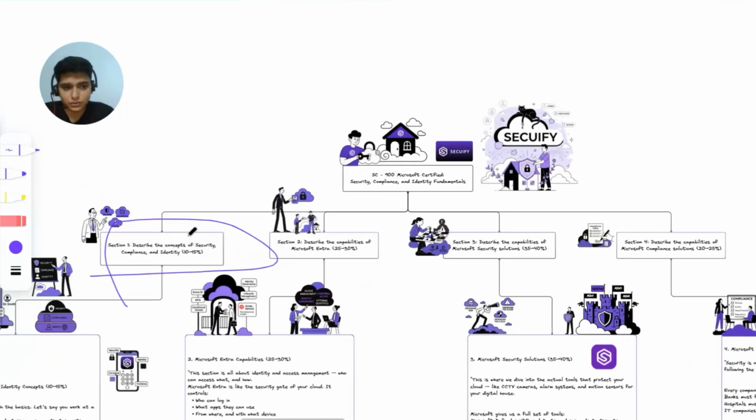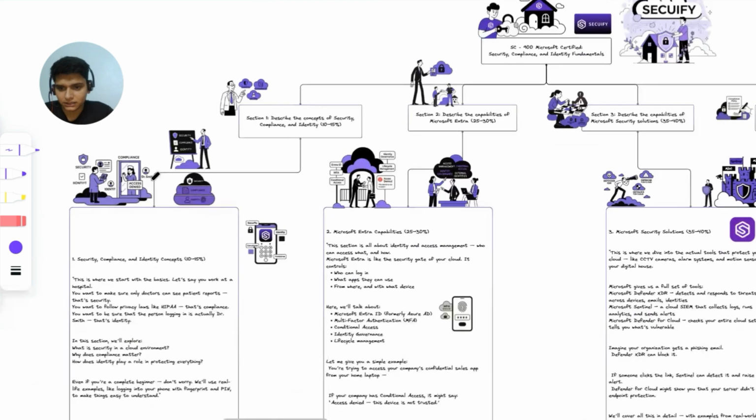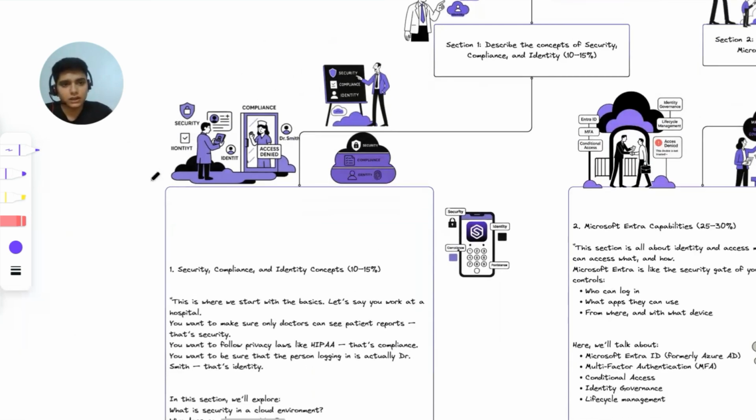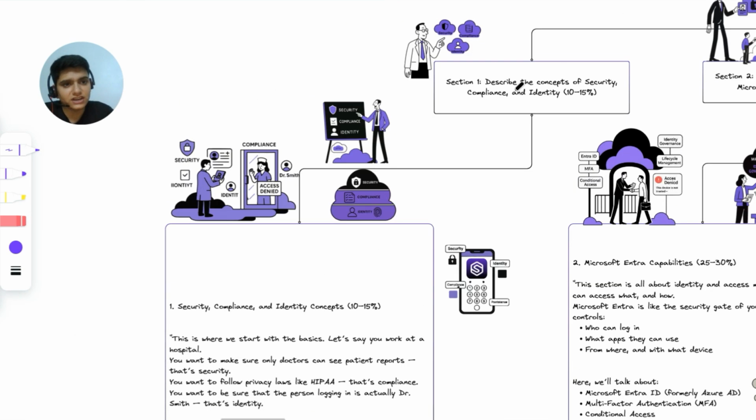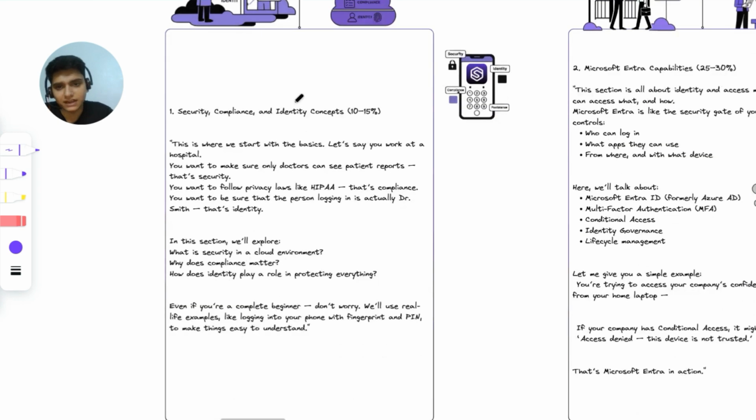In the earlier two videos we covered what SC-900 is, why we are learning this, and who is eligible to learn this. In the second video we discussed the sections, and how many sections there are. It has 4 sections, and today in this one video we are going deep into Section 1, which is describing the concepts of security, compliance and identity.